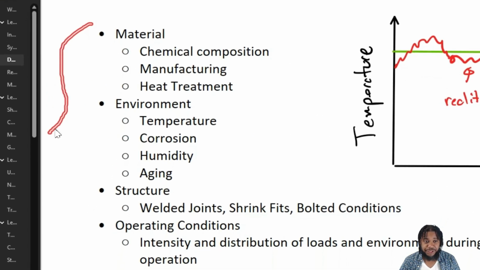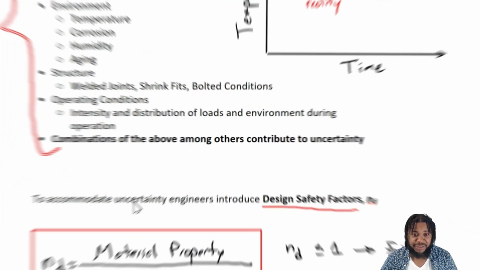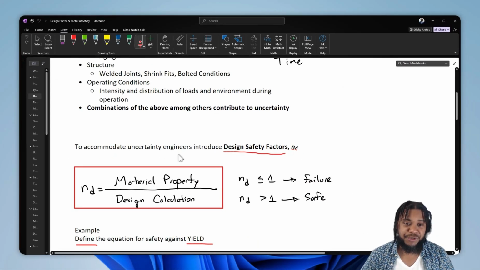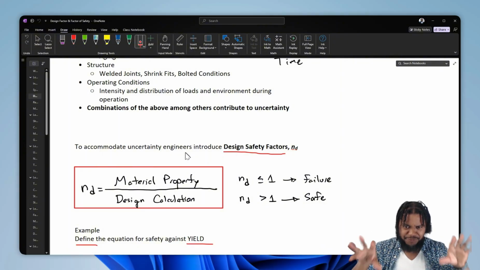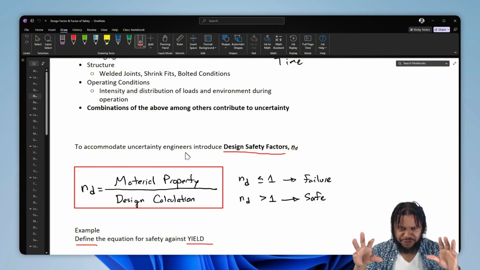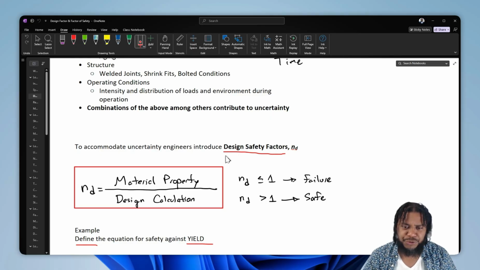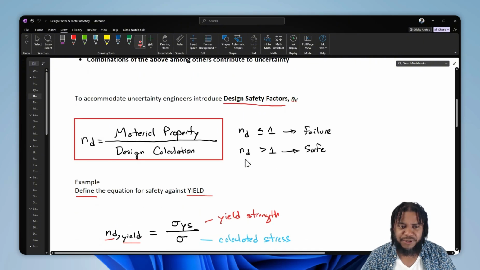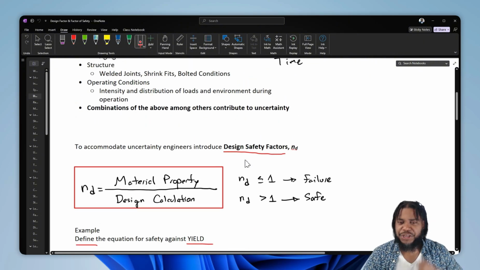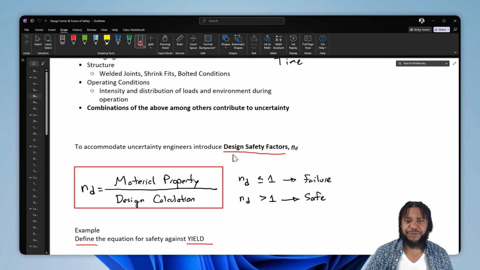Because there are so many sources of uncertainty, including the simplifications that we make in our design, our equations and assumptions, what we have to do as engineers is introduce what are called design safety factors. These are factors that we apply to our design to ensure that we don't have failure.